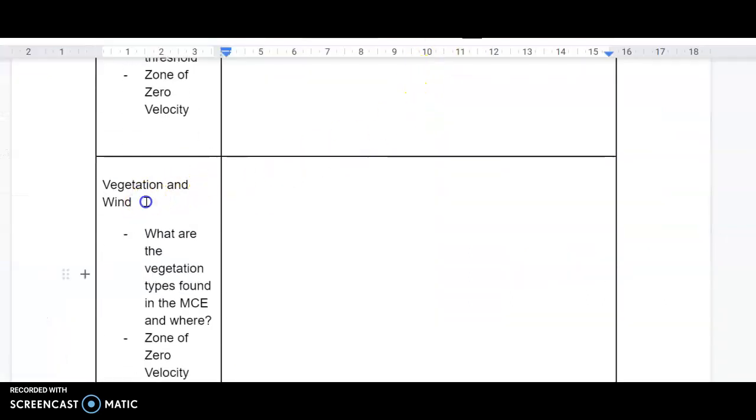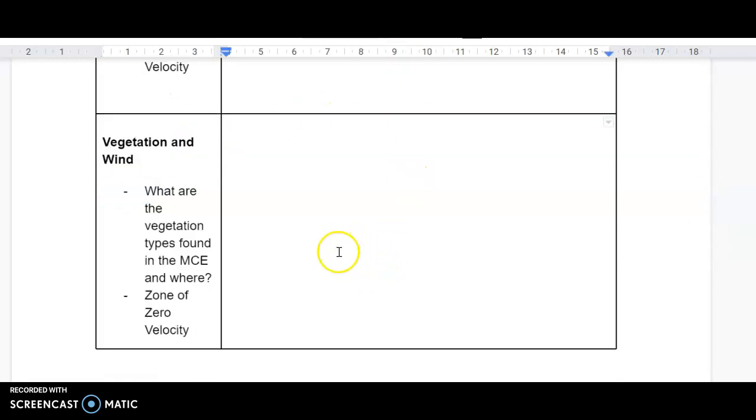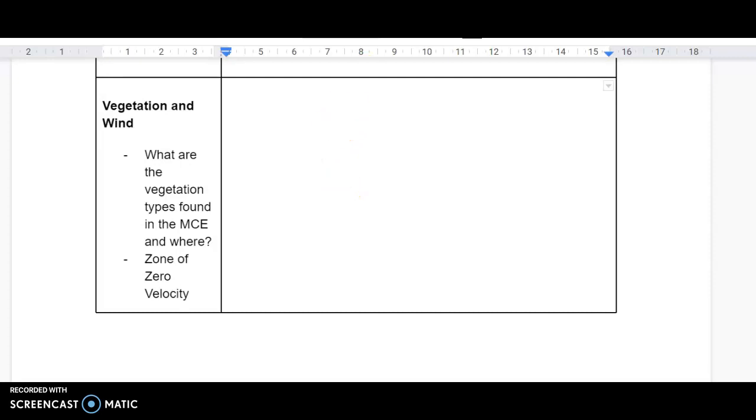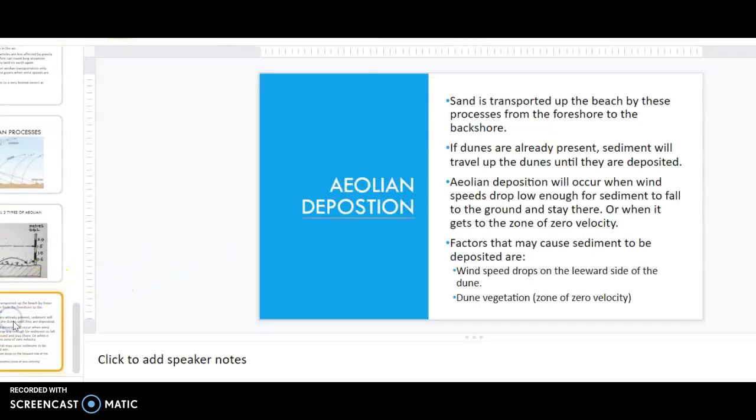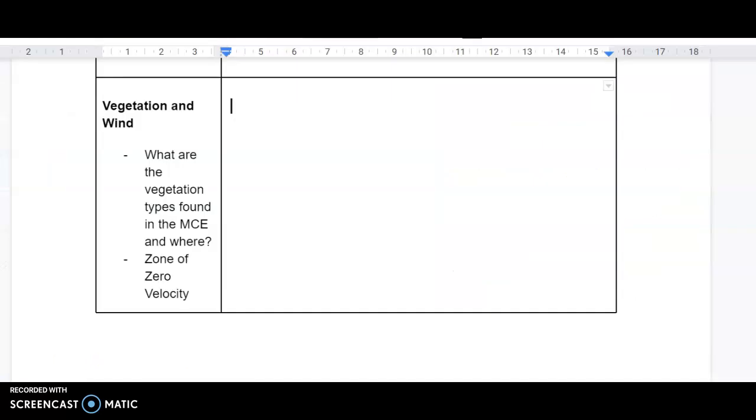And then vegetation and wind. This is the stuff that you guys looked at specifically on Thursday and Friday, so at home. That's this information here, our aeolian deposition. So I would like you to put your notes there. And what is the vegetation type and where is it found at Muriwai? Don't spend your day agonising over this. Try and do as much as you can.